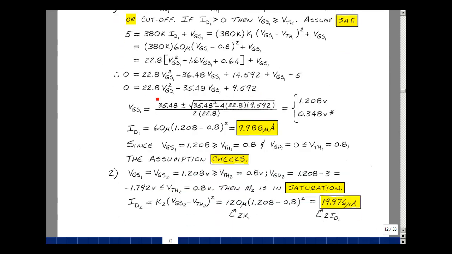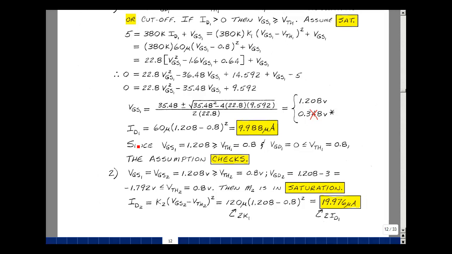We have a squared equation. We could use the quadratic formula. Gate source of transistor 1 is going to be minus this term, 35.48, plus or minus the square root of this term squared, minus 4 times this term, divided by twice this term. And you get two solutions, 1.208 and 0.348. And the threshold is 0.8 volts, so this is inconsistent with that. It becomes our contradiction. This can't be the answer, so this must be the solution.